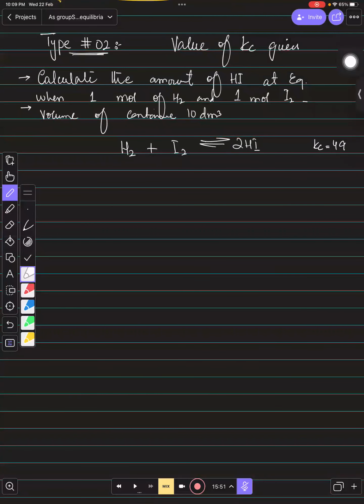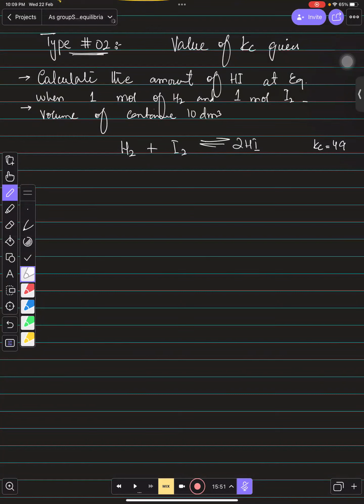Okay, so Bacho, we are going to discuss the type 2 of the solutions of Kc. And in this type, I told you that the value of Kc is given. If the value of Kc is given, then the criteria to solve the question is different, right? So let's see how can we solve this.